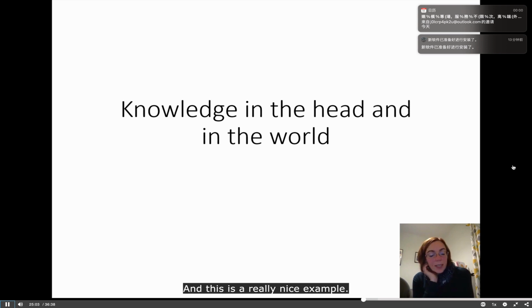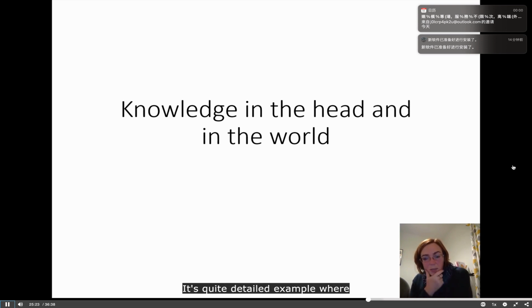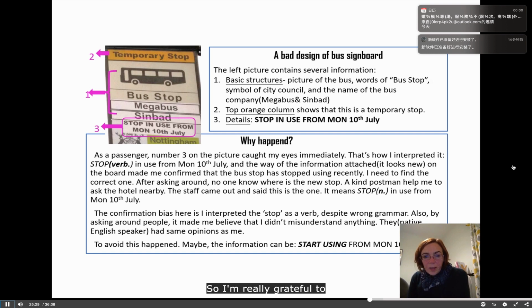So I'm just going to take you through a little example here. This is a really nice example. You'll by now probably have submitted your slide on the Moodle of an example piece of design, and I'm just going to show you an example from a previous year's student, which gives an explanation of how we can sometimes have quite a lot of challenges with knowledge in the head and knowledge in the world. It's quite a detailed example, but it's a really nice one because it's got quite a lot of nuances in it. So I'm really grateful to the student who submitted this in a previous year.